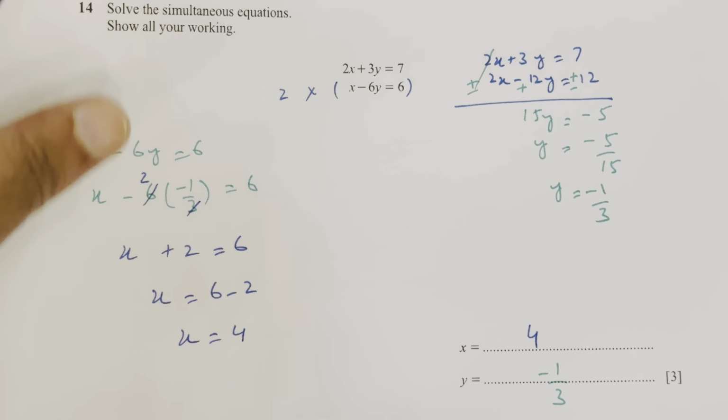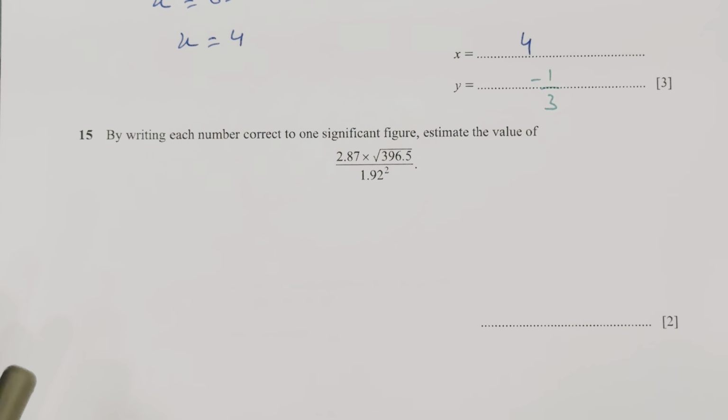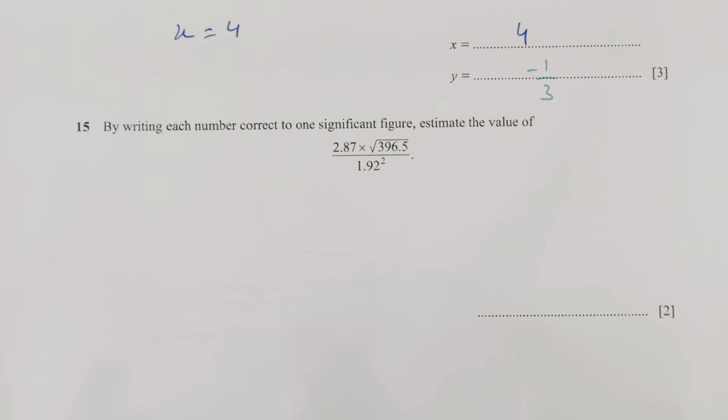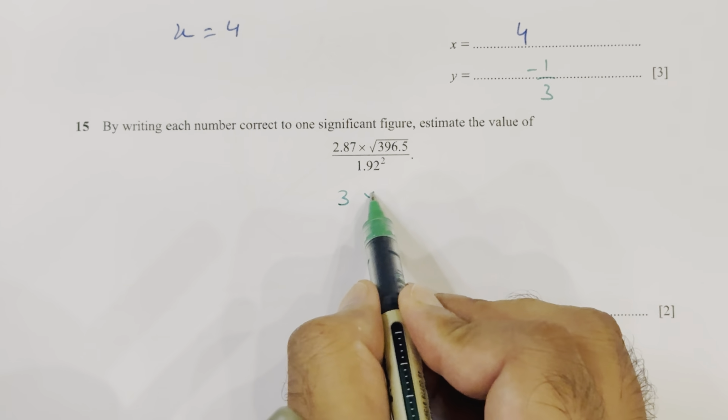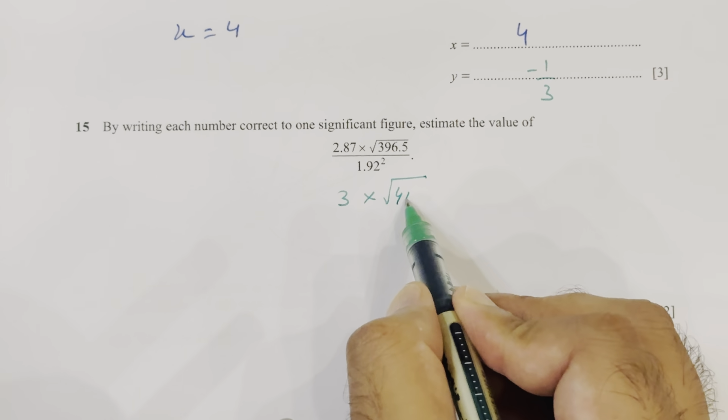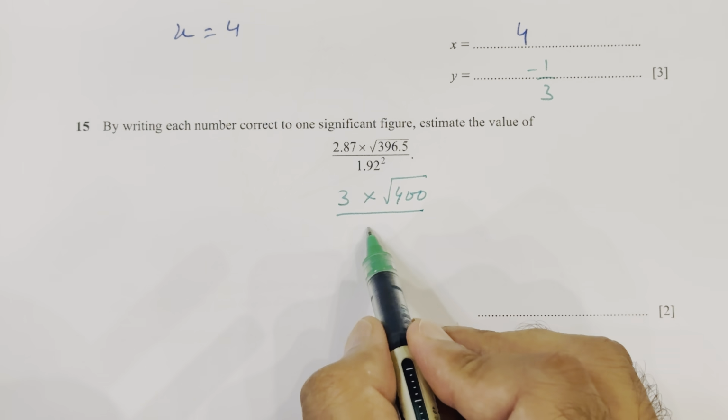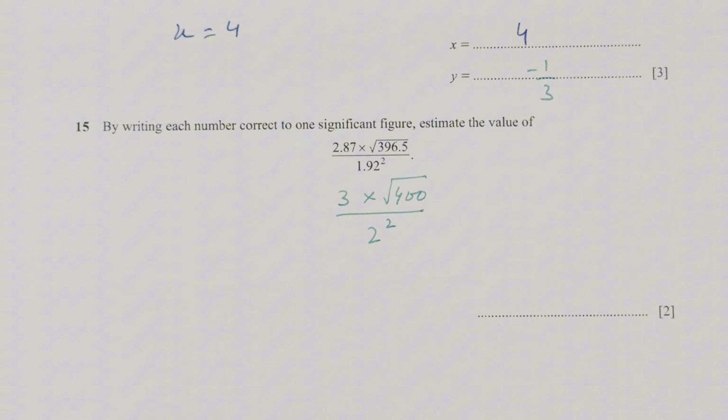Next part is from rounding off, question number 15. By writing each number correct to one significant figure, estimate the value. 2.87, our answer would be 3. 396, our answer would be 400. Then 1.92 squared, it would be 2 squared.